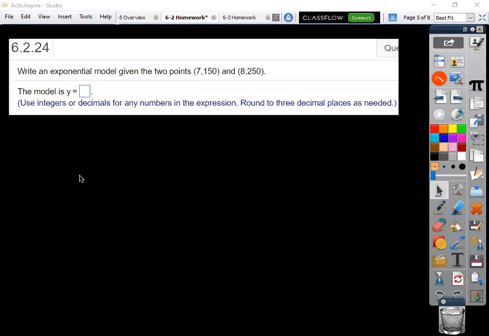Okay, another practice problem like the last one. If you watched the last video, I think it was problem 22. Here for 24, it's going to be about the same. Exponential model. Reminder, that's the equation y equals starting number times multiplier to the power of x. And then after you have that much, you're going to plug in your 2 points.